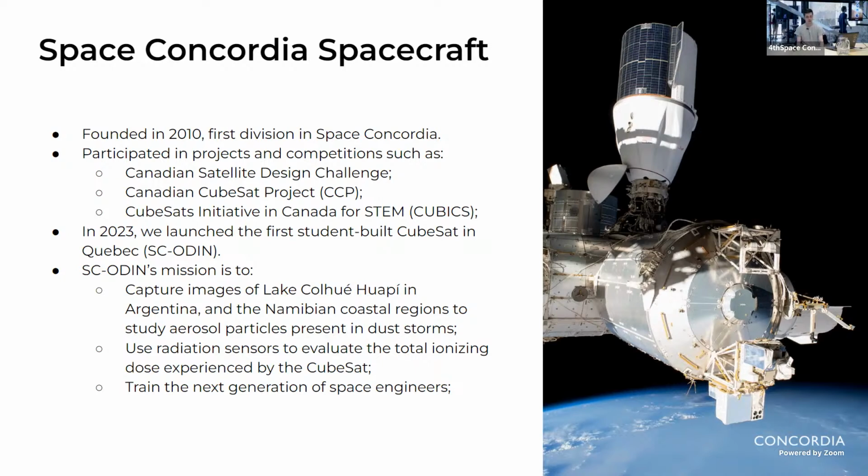We also have radiation sensors on board the CubeSat to evaluate the total ionizing dose experienced by the CubeSat during its time in orbit, because, as I quickly mentioned at the beginning, the conditions in space are a lot different from what we have on Earth. On Earth, we're protected from the radiation in space by our atmosphere. Since we're in low Earth orbit, we don't have that protection, so there's a lot more to measure there. And the main purpose of those missions, and the reason why the Canadian Space Agency started that project in the first place, is to train the next generation of space engineers.